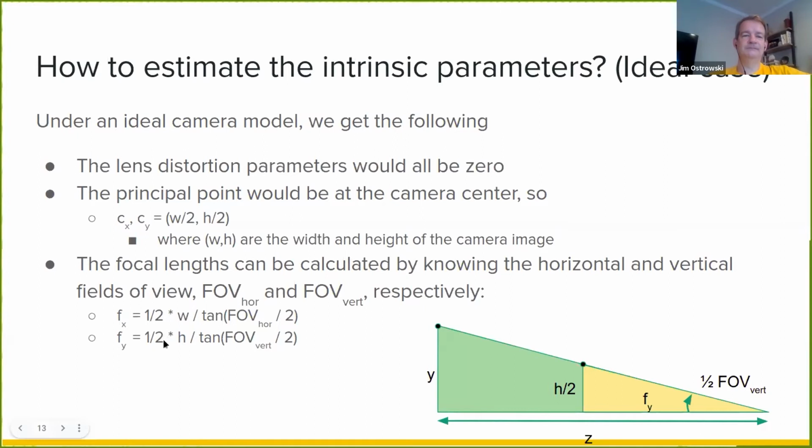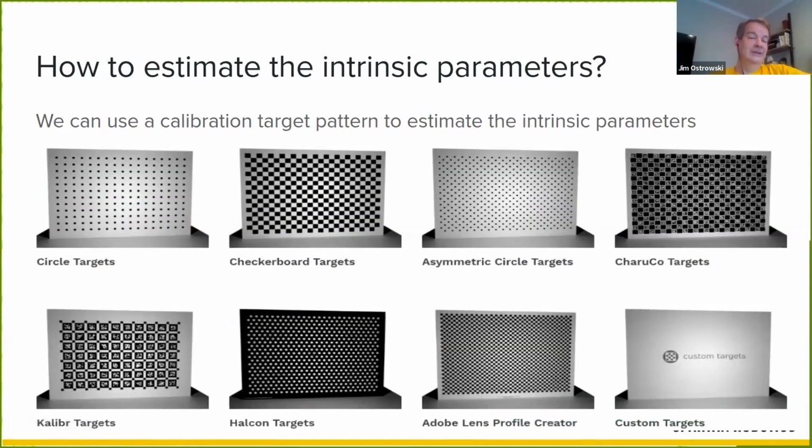Again, that's the ideal. But in practice, like I said, that's not what you see, especially the cheaper the camera you get, the less likely it is to have low distortion, everything aligned in the center, that sort of thing. So how do we measure that? What we've found to be really useful is to use a calibration target pattern. Classically, this has been done with checkerboard targets, but as things have evolved, there have been lots of new target patterns that have come on the market.